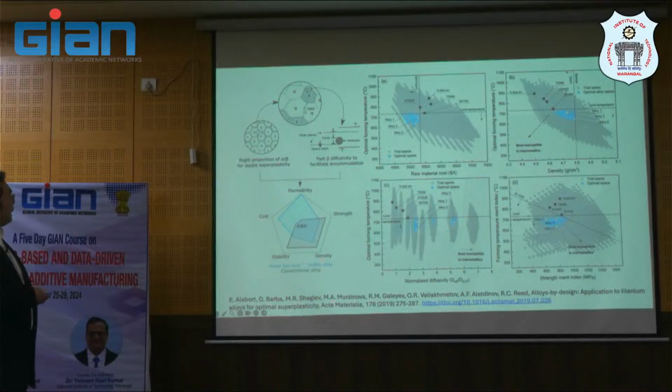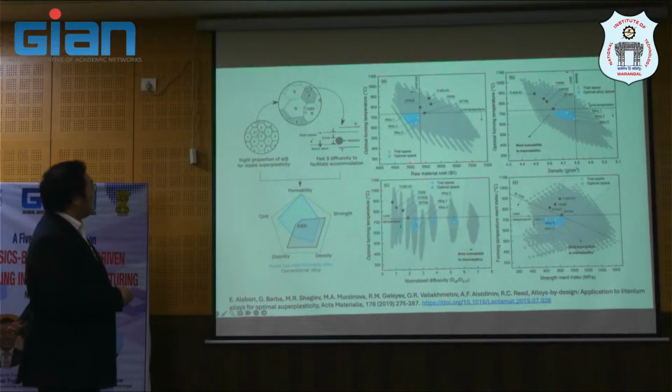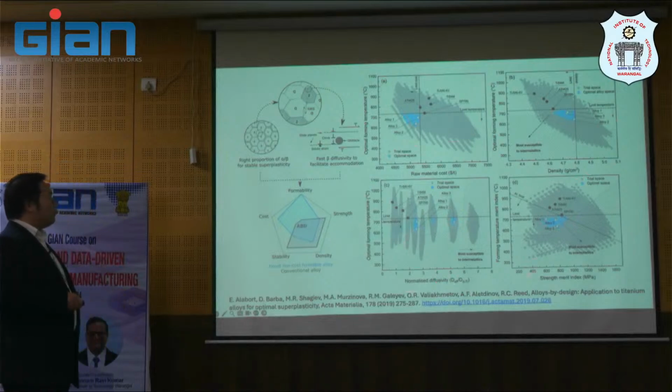optimize the low cost formable alloy, again they call it ABD, alloy by design, with the cost, strength, stability, density, and formability here to find a new design space. Again, they use the same concept to consider the cost of the material. Density should not be too dense and not too low, and then normalized diffusivity, strength, and the Asamerlit index to basically try to respond to this.